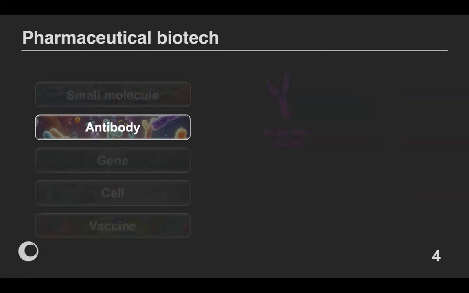And more recently, we've seen the popularity of something called bispecific antibodies. The idea here is that instead of having these Y tips only bind to one particular target, you can actually have each end of the antibody bind to two different regions.